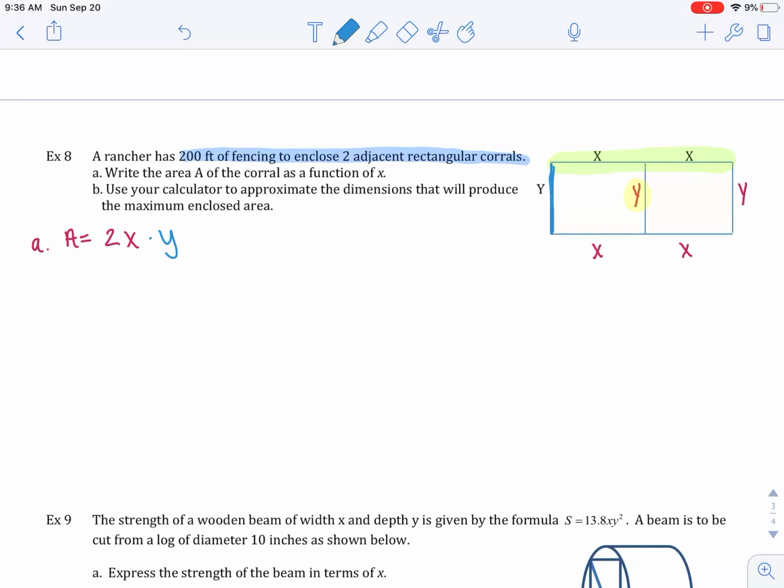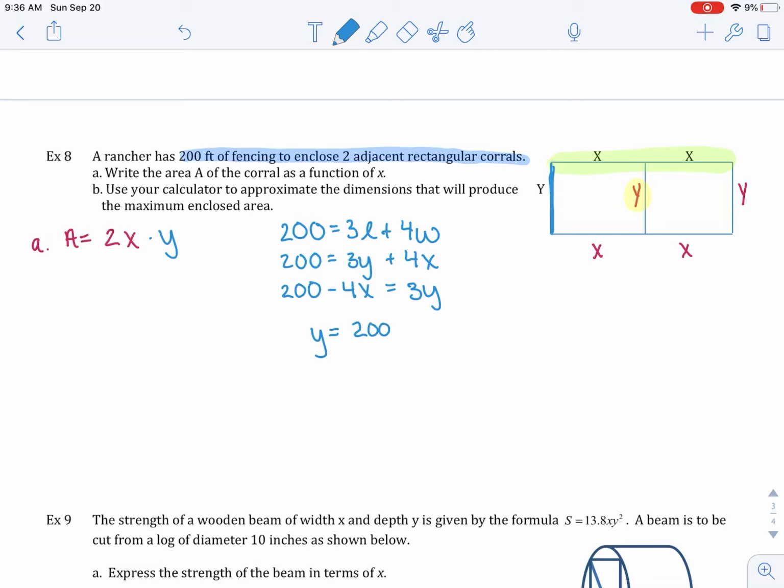So I'm going to look at my given information. My given information says there's 200 of fencing. That's perimeter. So here's my side work. I have 200 fencing, which equals my entire perimeter. So that's 3 lengths plus 4 widths, 4 x's. Now I have 3 y's plus 4 x's, and our goal is just to solve for y. So let's inverse operation, subtract the 4x, inverse operation, divide both sides by 3.